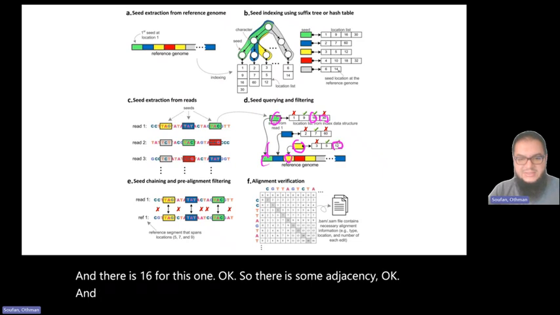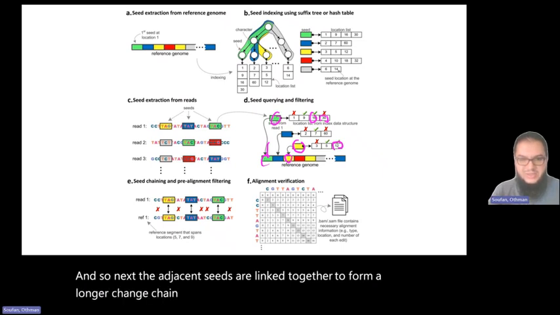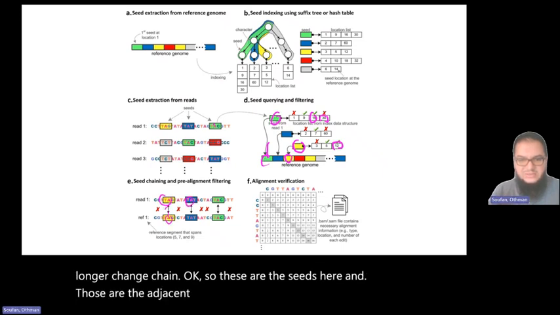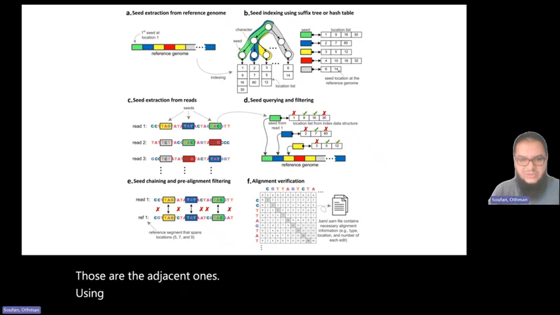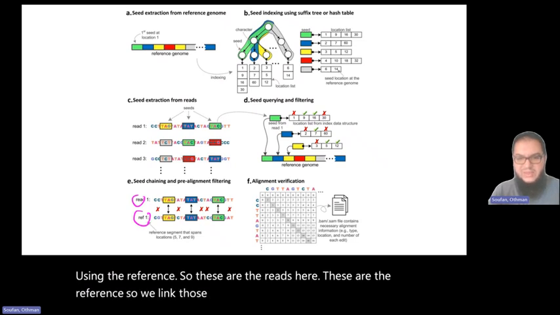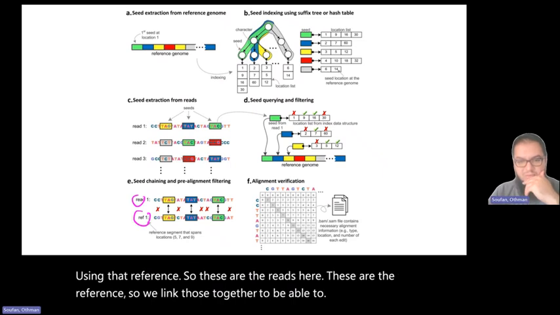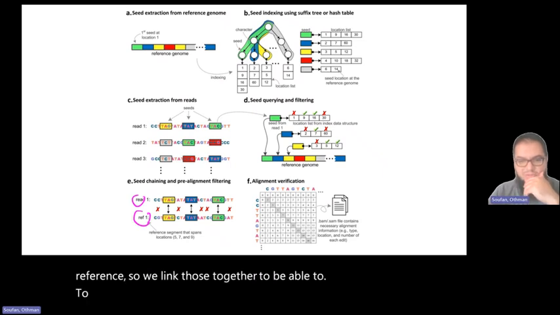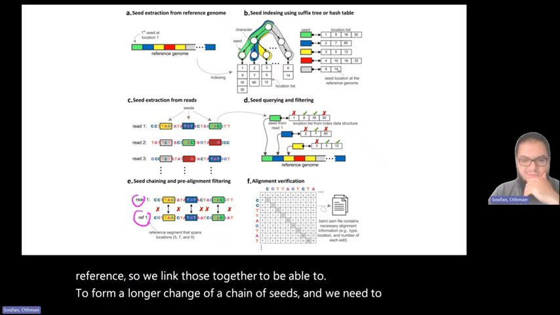Next, the adjacent seeds are linked together to form a longer chain. So these are the seeds here, and those are the adjacent ones using the reference. These are the reads here, and these are the reference. So we link those together to form a longer chain of seeds, and we need to keep an eye on the mismatches and the gaps.